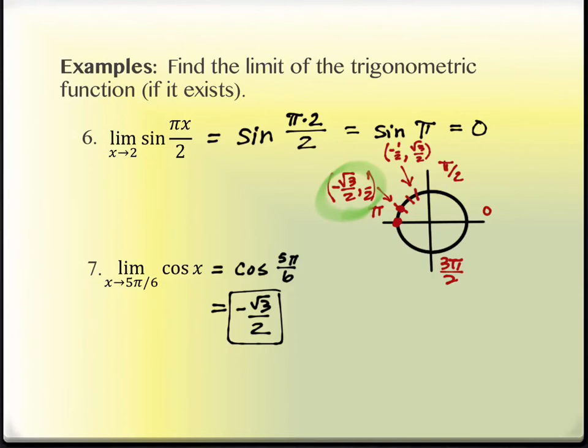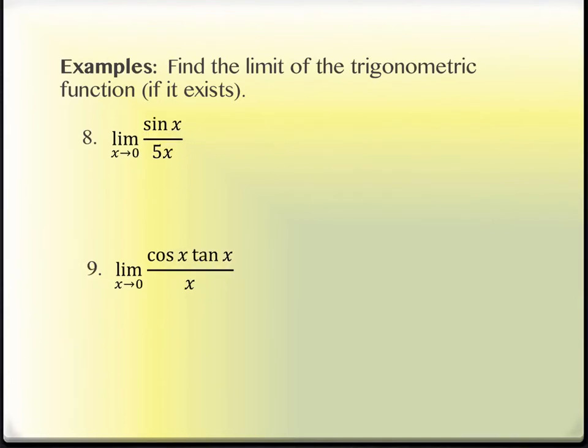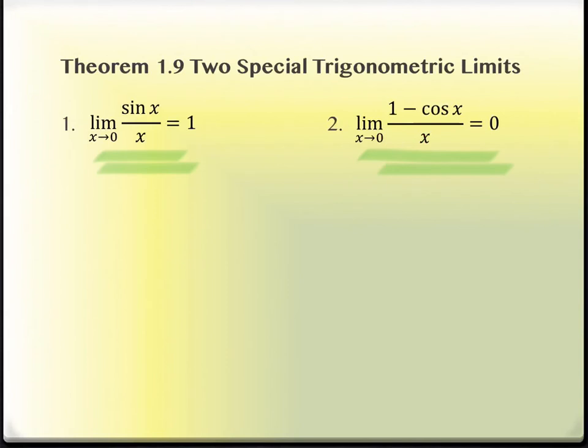Okay, the next two are a little bit more interesting because they're not just, let's go to the unit circle. So let's take a look at number 8. Number 8 is the limit as x approaches 0 of sine of x over 5x. Now, it's not exactly the first one of these, number 1, but it's very similar. How does it differ from that first property on this screen? There's a 5, and where is it? There's a 5 in the denominator that's showing up, right?